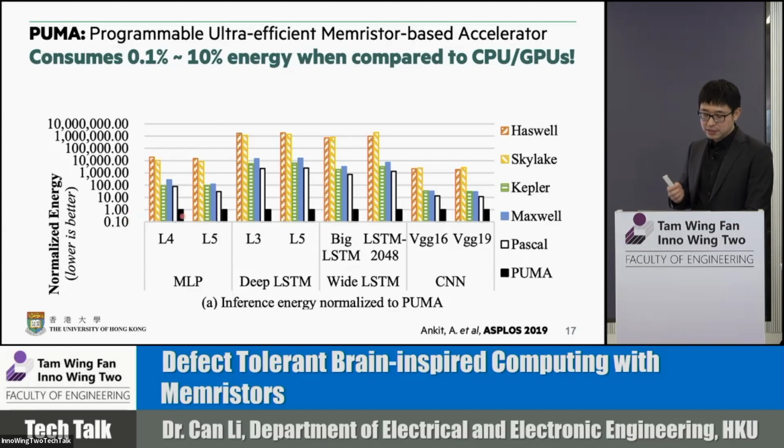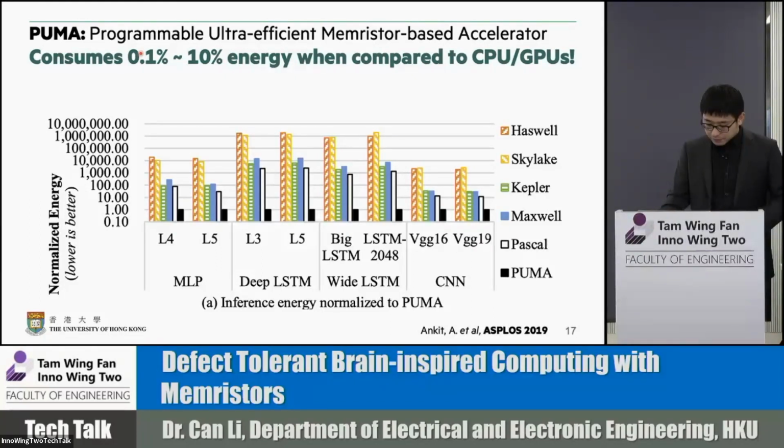So here is actually an architecture study paper, which is a design architecture to design the mixed-signal system. And from the analysis, you can see that for the same task, this kind of computer built in 180 nanometer technology consumes only 0.1% to 10% of the energy compared to state-of-the-art GPUs and CPUs, which are fabricated in a much more advanced technology node.